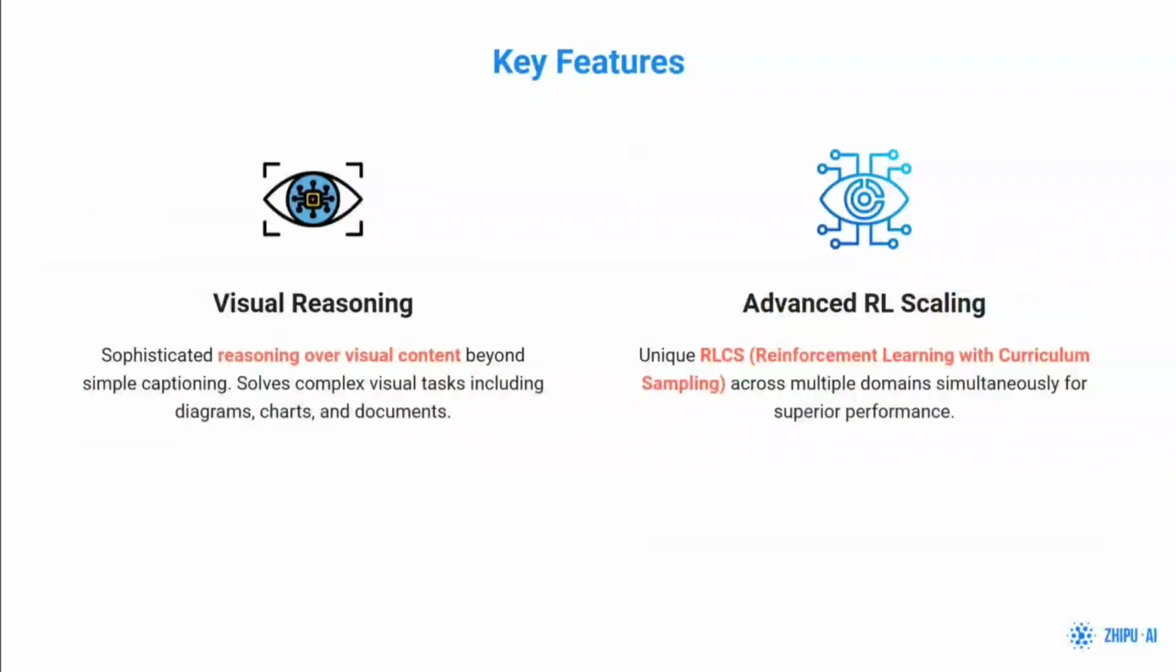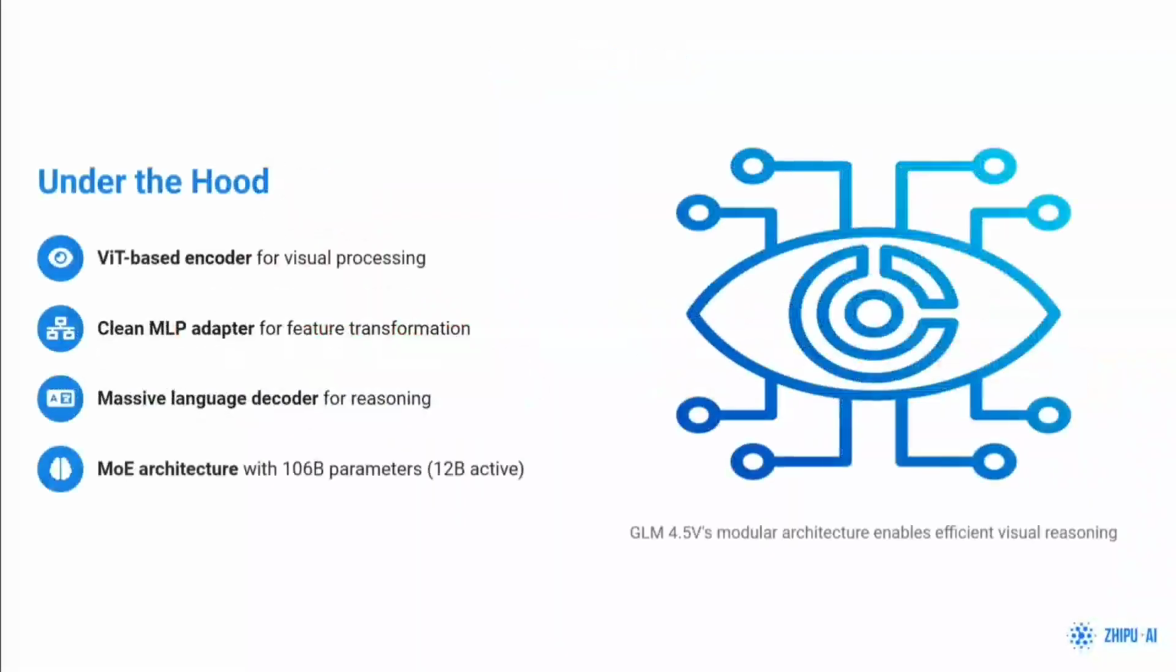What are the key features? Visual reasoning, sophisticated reasoning over visual content. It can solve complex tasks, including diagrams, charts, documents, etc. And it uses something interesting called reinforcement learning with curriculum sampling across multiple domains for superior performance. We will be discussing this RLCS separately in some video.